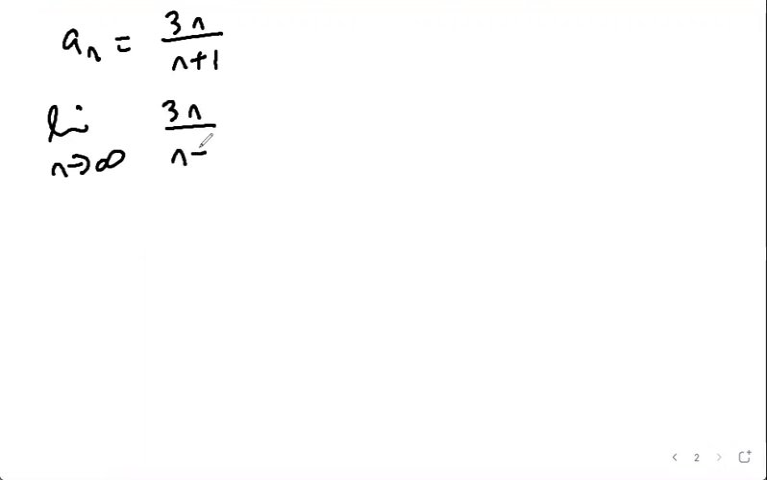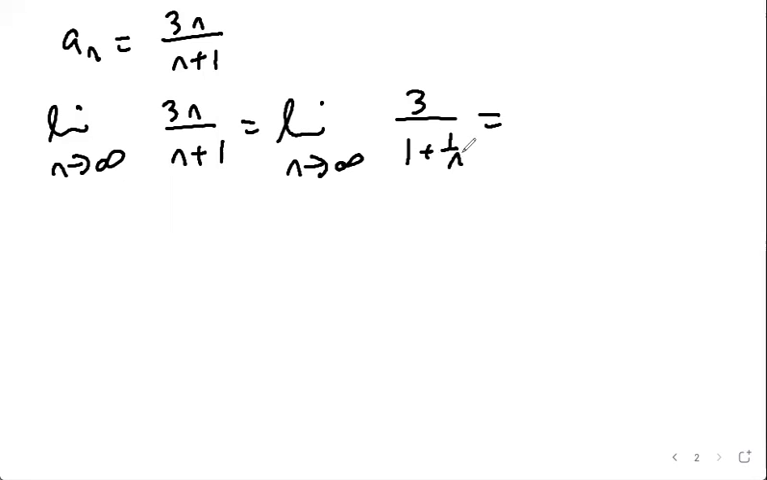Suppose we have a sub n is equal to 3n over n plus 1. So we could say, okay, what's the limit as n goes to infinity of a sub n, 3n over n plus 1? We divide both top and bottom by n. We're allowed to do that. We have 3 over 1 plus 1 over n. As n goes to infinity, 3 goes to 3, 1 goes to 1, 1 over n goes to 0. So 3 over 1 plus 0 is 3.